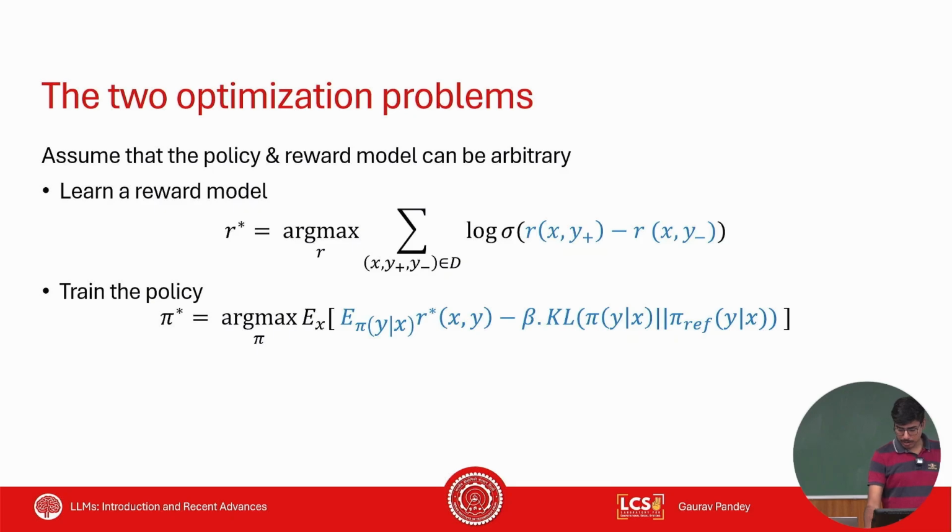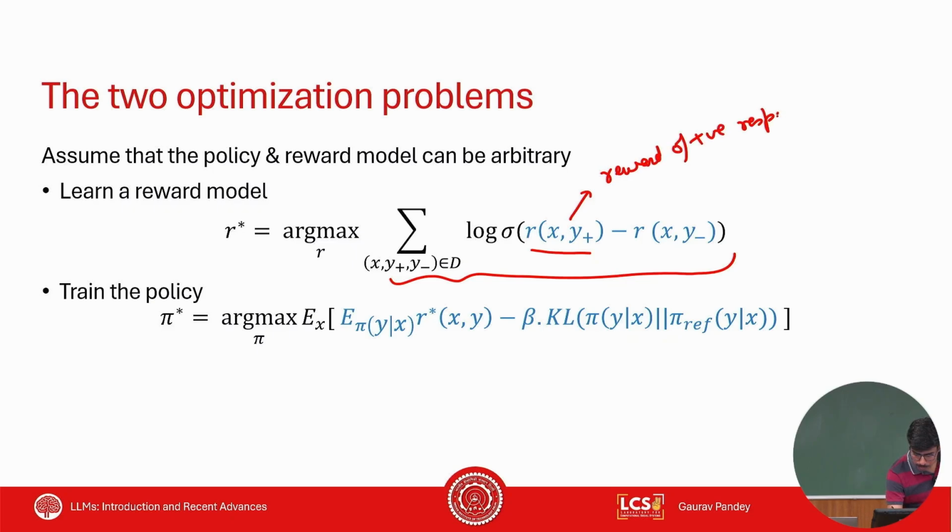So now we'll start the derivation part. We will ignore theta and phi for now. We'll work in a scenario where we assume that the policy pi can be optimized arbitrarily, so we can reach the global optimum, and the reward function can also be optimized arbitrarily, so we can reach its global optimum too. And so r star is, this is the reward model training objective, right? Log sigmoid of the reward of the positive response minus the reward of the negative response.